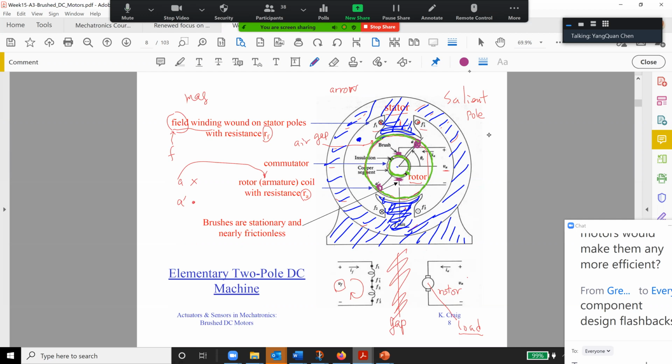Here you have a cross, and another one is a dot. So you have a coil, but if you look inside, the current moving inward is the cross, and the current coming outward is the dot. So this is the coil.